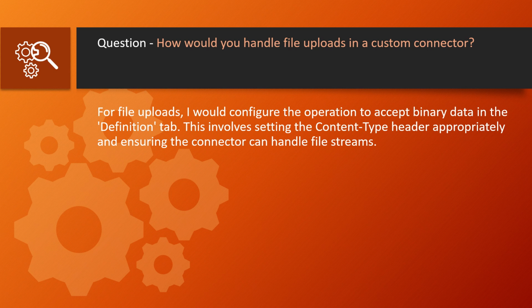How do you handle file uploads in custom connectors? So for file upload, you need to configure the operations that accept binary data in the definition tab. It will involve setting the content type header and ensuring the connector can handle the file streams.